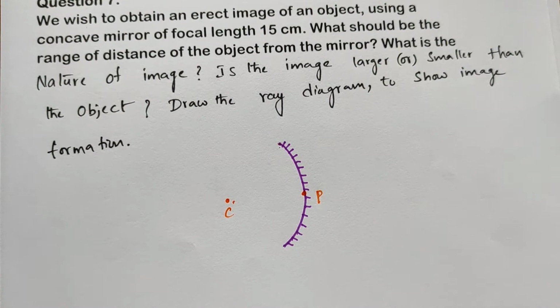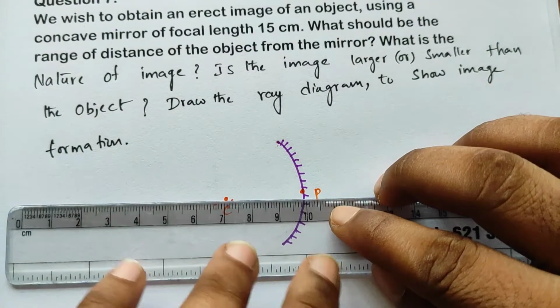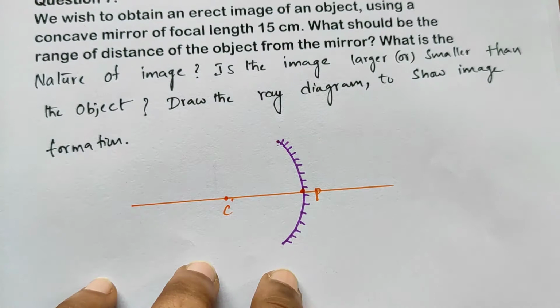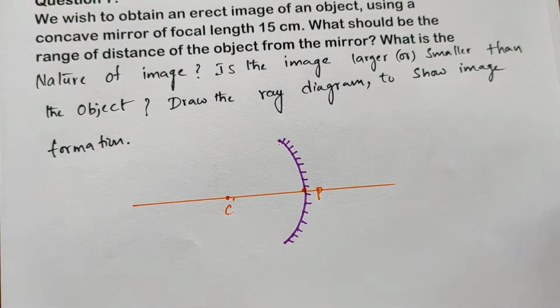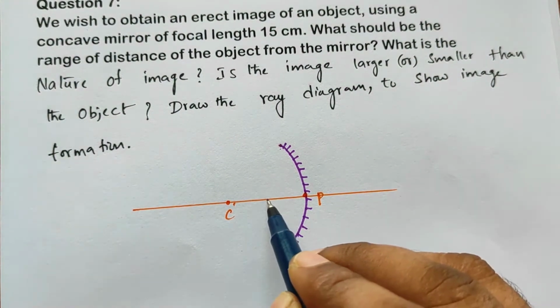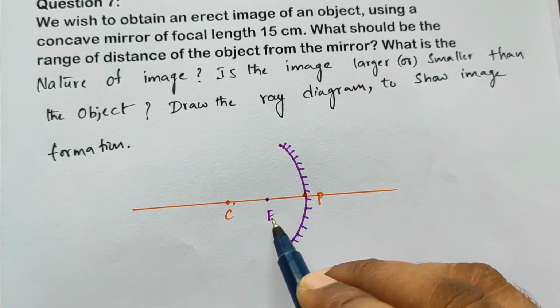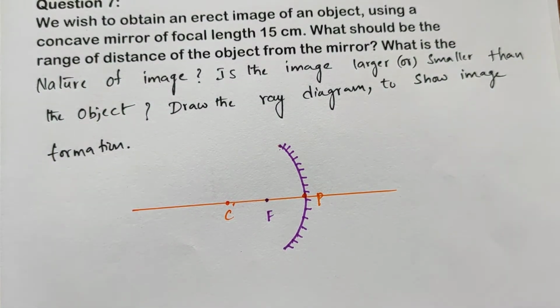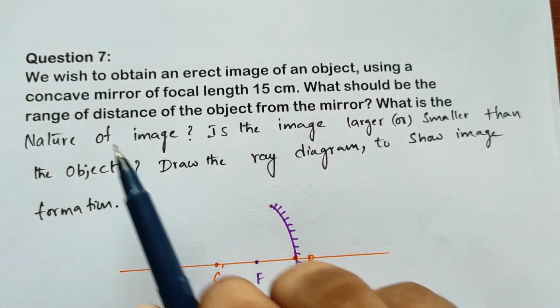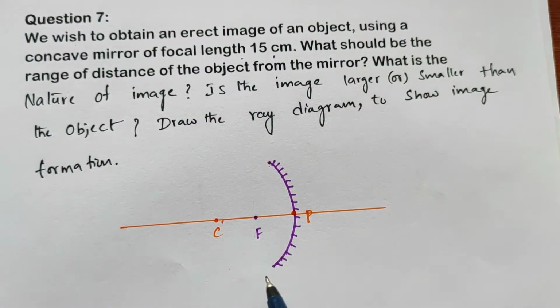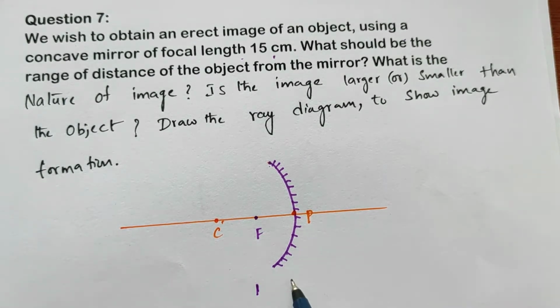Now I am going to draw the principal axis. The line joining the center of curvature and the pole, we call the principal axis. And here, exactly at the midpoint between the center of curvature and the pole, we have the focus F. Now we will read the question. We wish to obtain an erect image of an object using a concave mirror of focal length 15 centimeters. That means the distance between the focus and the pole is 15 centimeters.